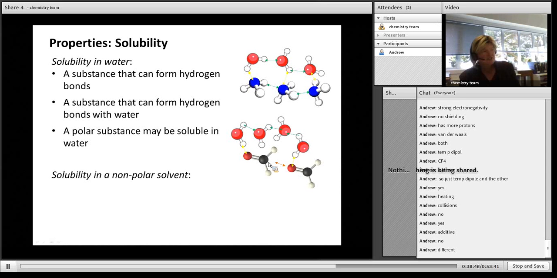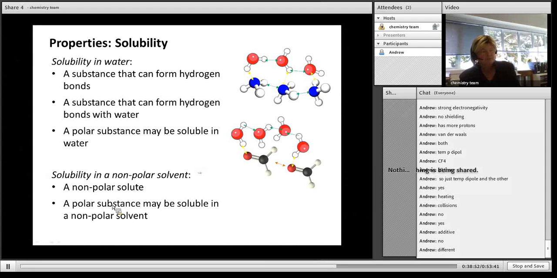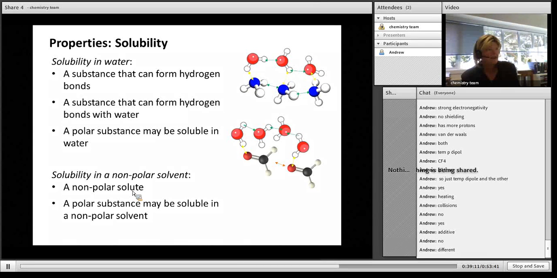And then solubility in a non-polar, it's really got to be only non-polar substances can dissolve, because the attraction between water and a non-polar substance is not going to release enough energy to break the hydrogen bonding, but a non-polar with a non-polar, it'll be similar. Okay.